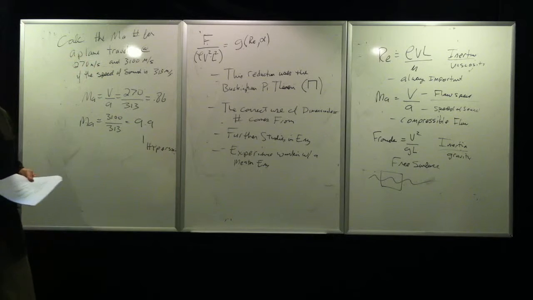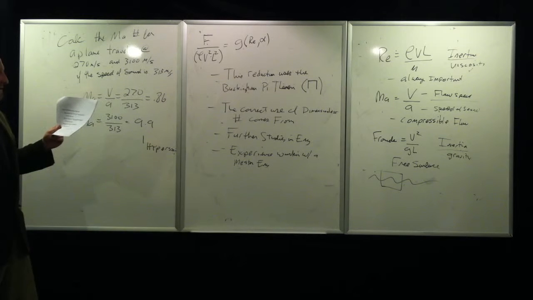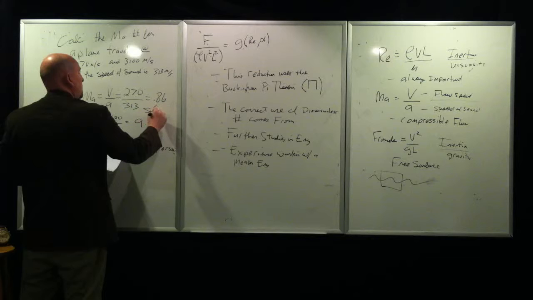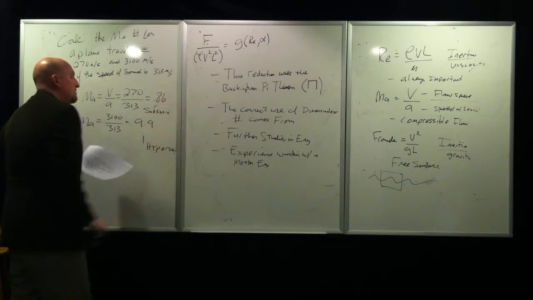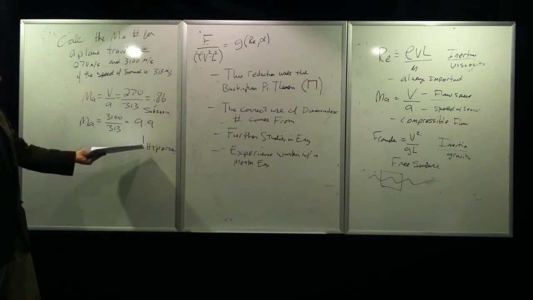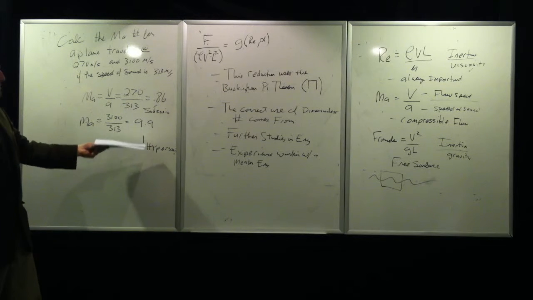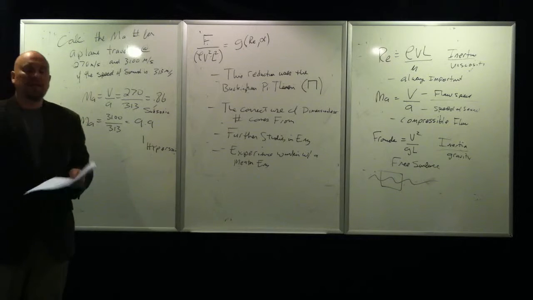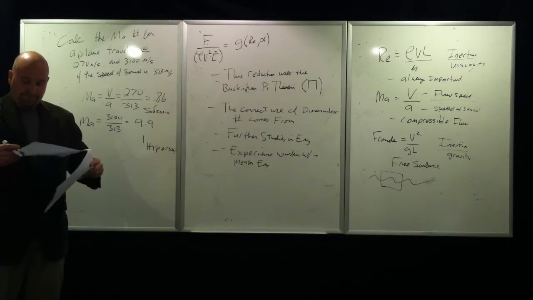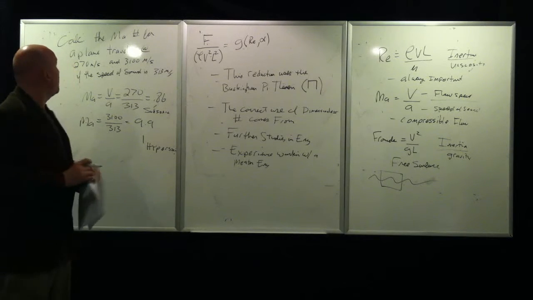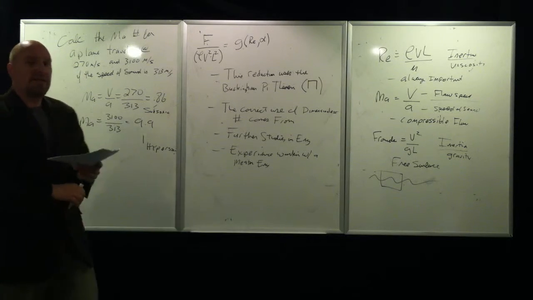At 9.9, the flow is going to be considered hypersonic. 0.86 is going to be considered subsonic. So a plane traveling at 3,100 meters per second, it's a hypersonic situation. Plane traveling at 270 is going to be subsonic. Okay, that concludes the lecture on dimensional analysis and similarity.